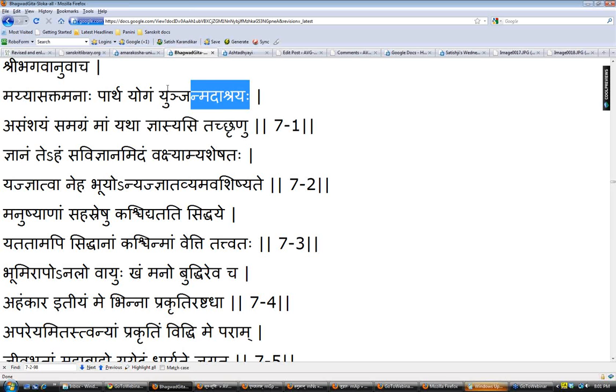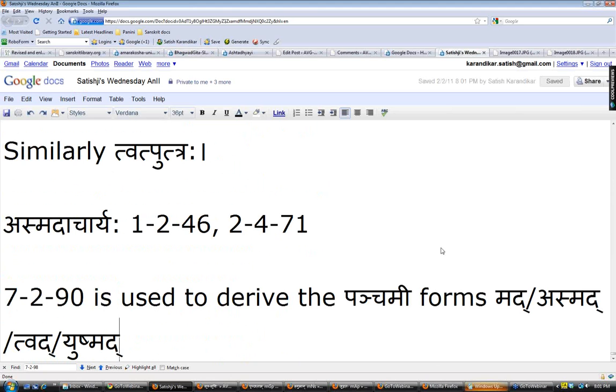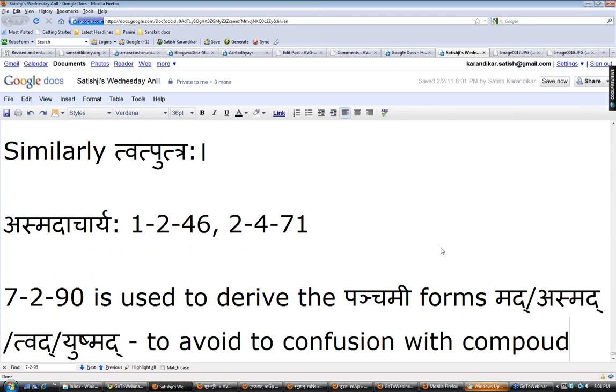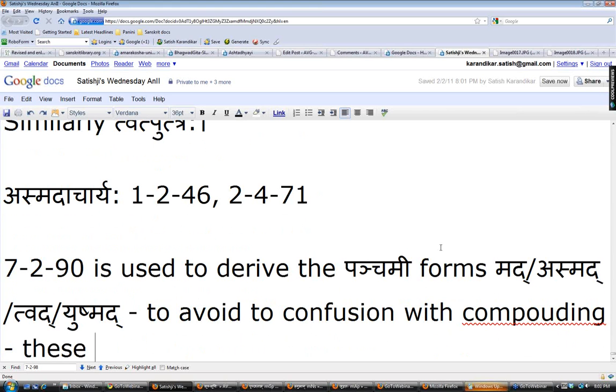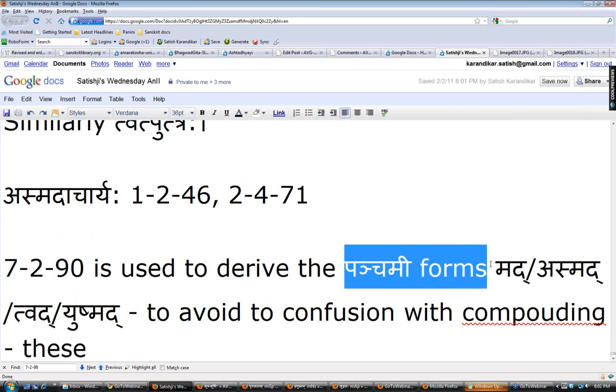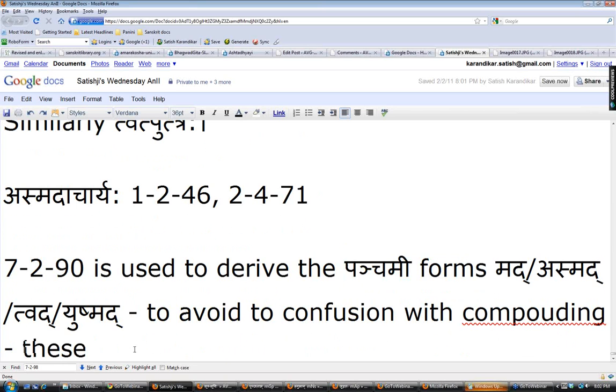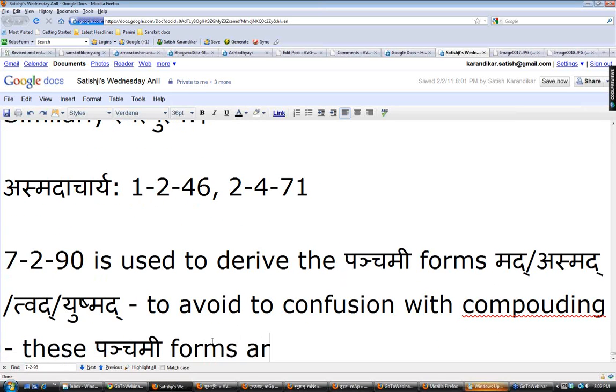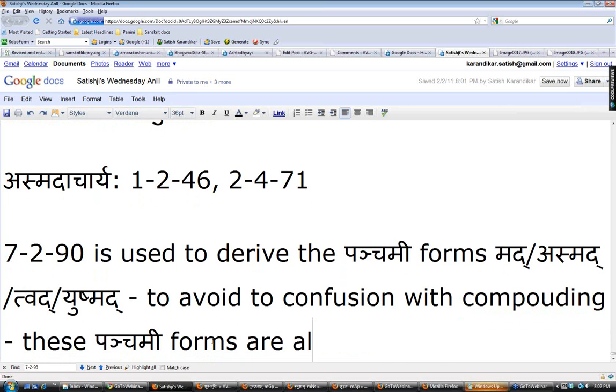It is to avoid confusion with compounds. Again, I've not read this somewhere, but I think this makes logical sense to me. To avoid confusion with compounds, these forms are not used. That's the bottom line. These Panchami forms are almost never used.